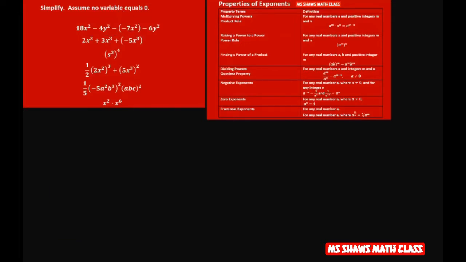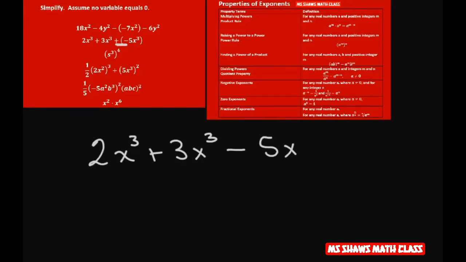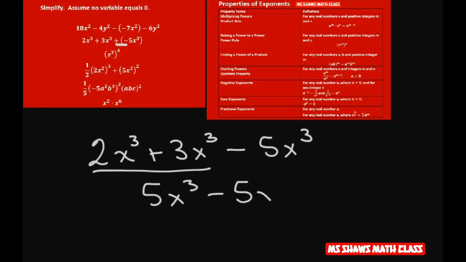And we're going to do the same thing for the second problem. Get rid of the parentheses. We have plus a negative. That means it's going to be a minus. So we have 2x cubed plus 3x cubed minus 5x cubed. And that's going to be 5x cubed minus 5x cubed. We're just collecting like terms, and that equals 0 x cubed, which equals 0.